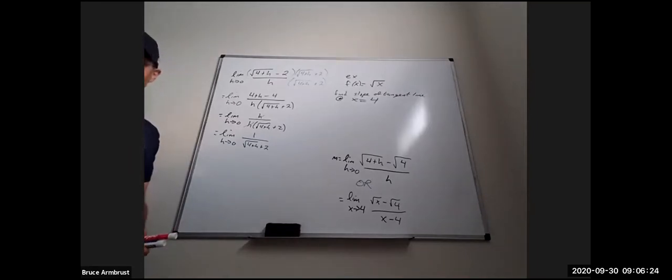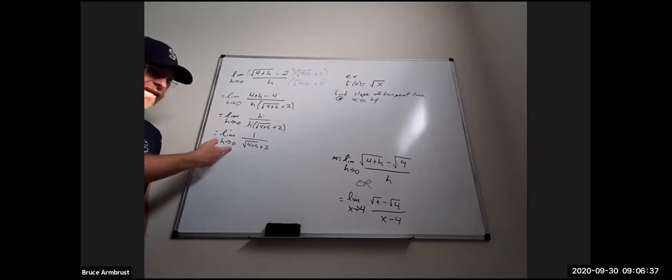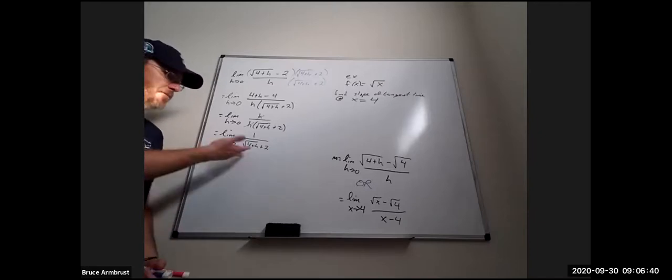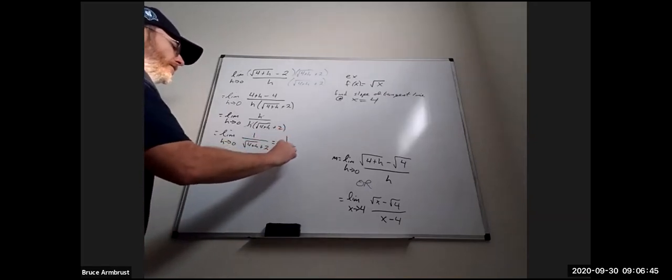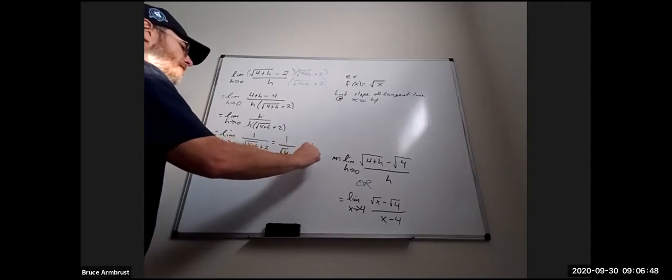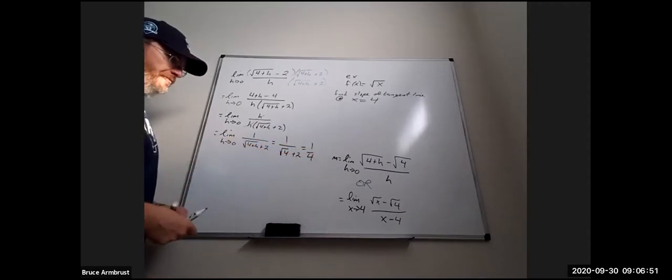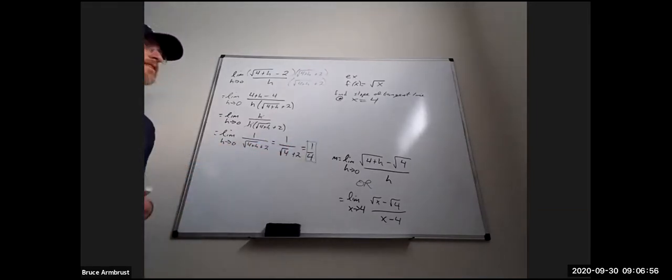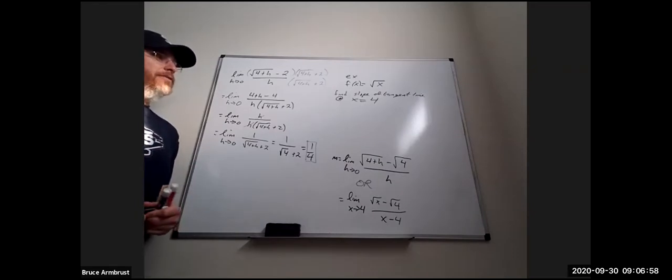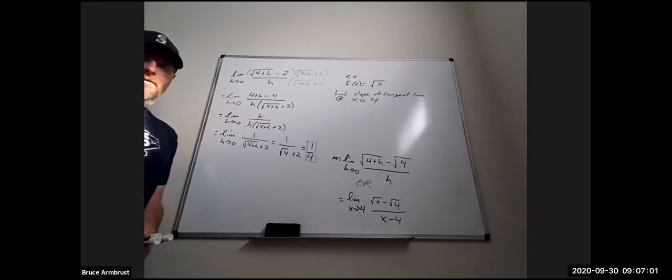So all of this was algebra. Everything I did from the start down was algebra. Now I get to do calculus. I get to actually evaluate my limit. So this one I am going to plug in 0. And so I'm going to get 1 over the square root of 4 plus 2, which is 1/4. So we just found the slope of the tangent line for this function at x equals 4.